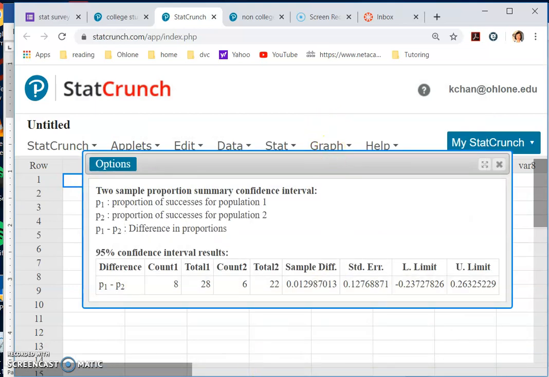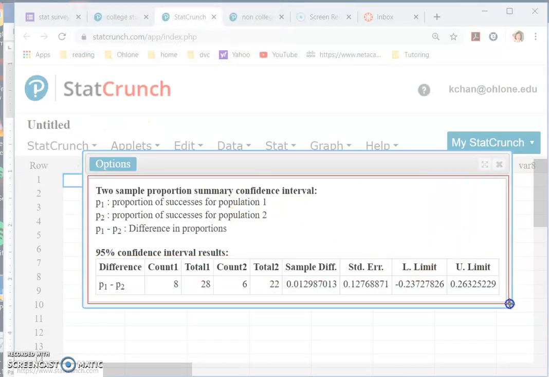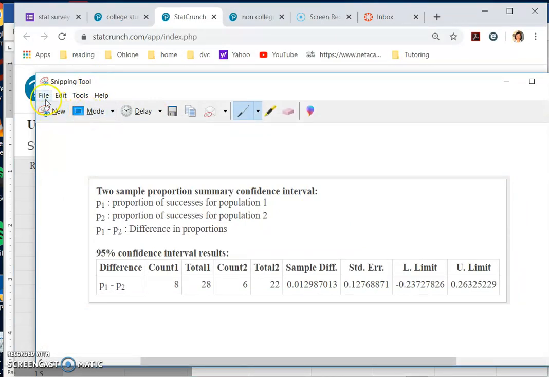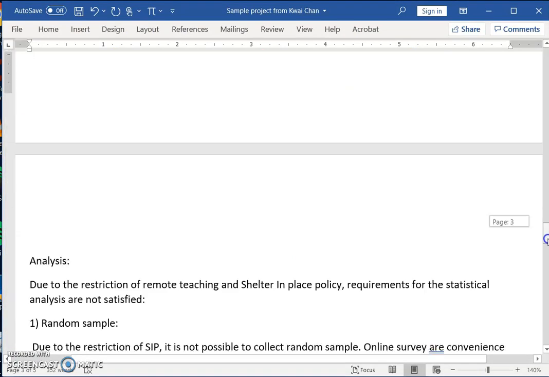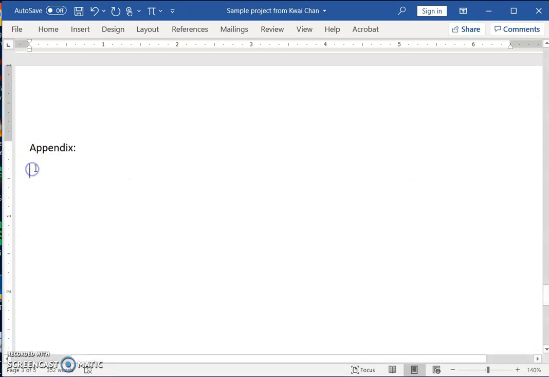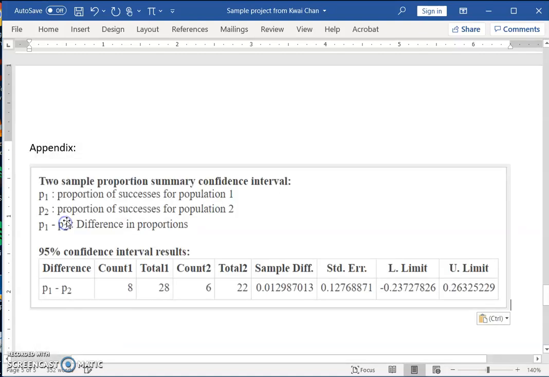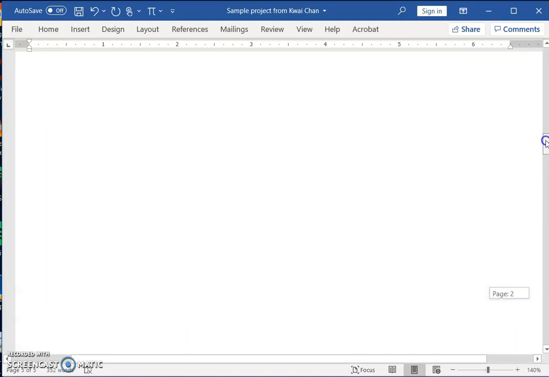Okay, so I'm going to screen print it. I'm going to include it in the appendix so that it shows my calculation. So just put it in here, appendix. And in particular, I want to write down the lower limit and upper limit, which are negative 0.237 and 0.263 for p1 minus p2. So I'll go back up to my report under statistical analysis.